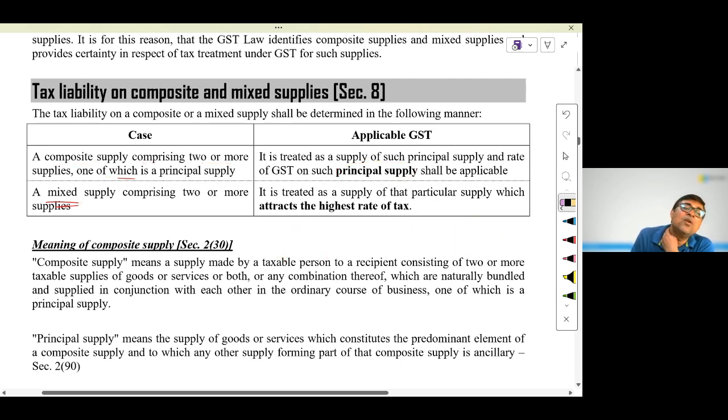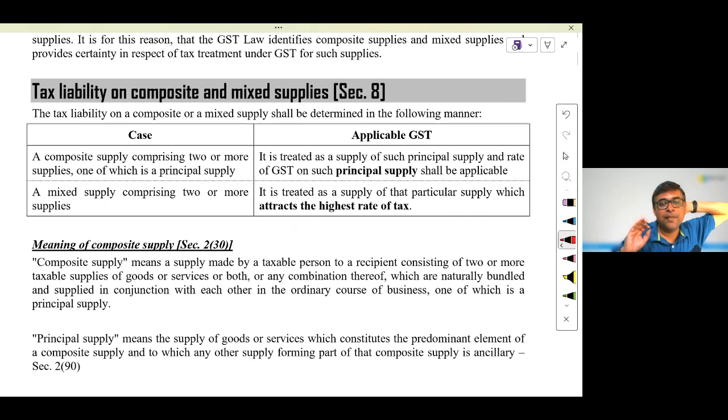Now the question arises, what do you mean by composite supply? What do you mean by mixed supply? How to segregate a bundle supply into these two parts? Whether it is a composite supply or a mixed supply, the definition of composite supply is given in section 2, clause 30.